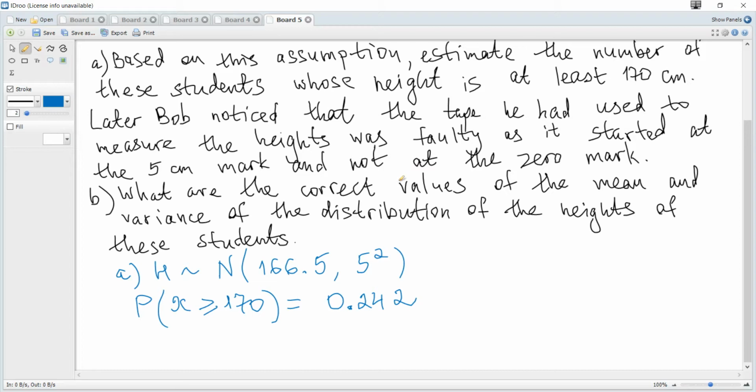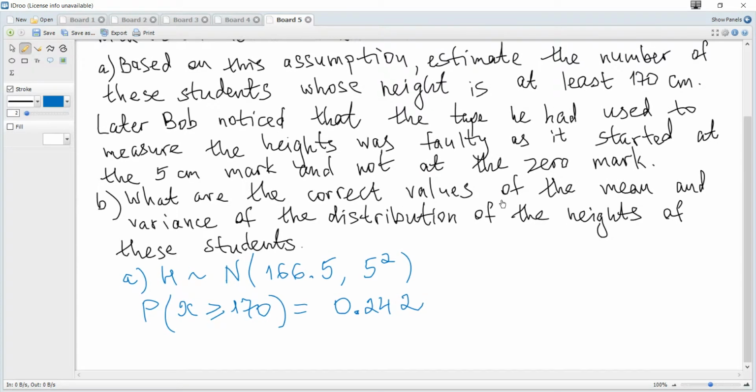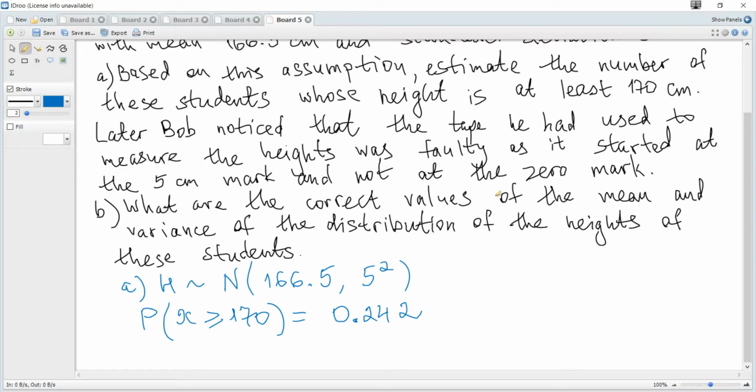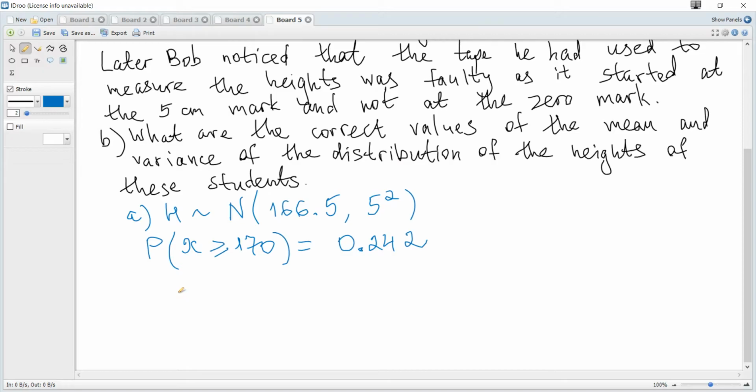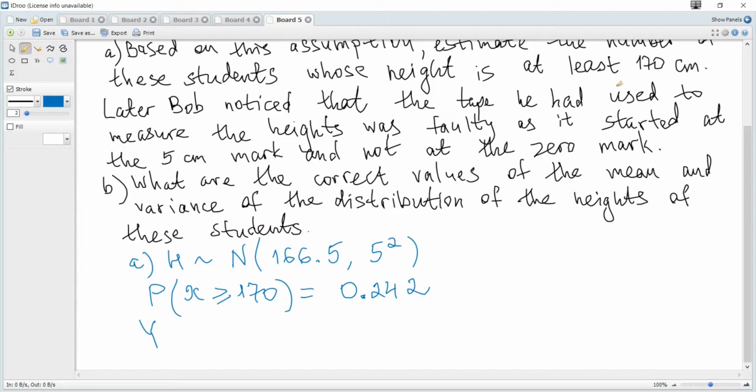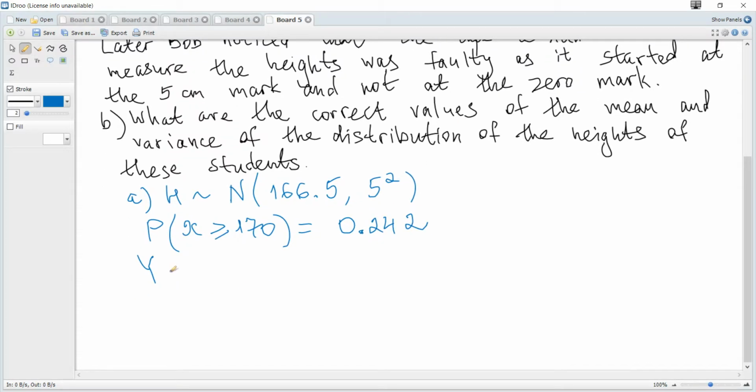And to get the expected number of students, you can guess that it's just the total number of students multiplied by the corresponding probability. But if it's needed to show more clearly, we write the next: let y be a random variable, the number of students with the height at least 170 centimeters, and y is distributed binomially with parameters 63 and probability, which is the answer for the previous question. And the expected value for binomial is np.